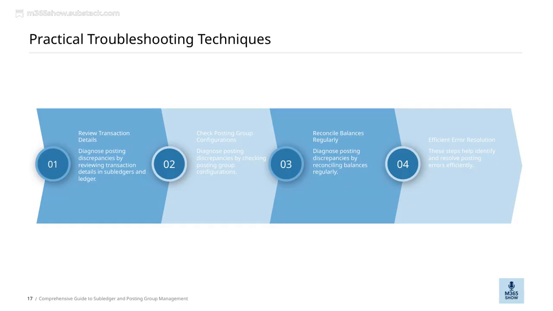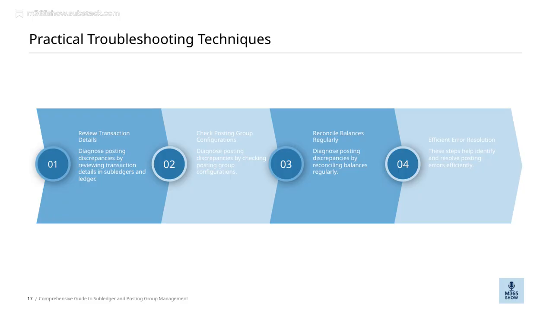Let's look at some practical troubleshooting techniques that can really help streamline your accounting processes. First, diagnosing posting discrepancies starts with reviewing transaction details in both your subledgers and your ledger. This step is crucial because it allows you to pinpoint exactly where the mismatch might be occurring. Next, it's important to check your posting group configurations. Sometimes, errors are simply due to incorrect or outdated setup, so verifying these can save a lot of time.